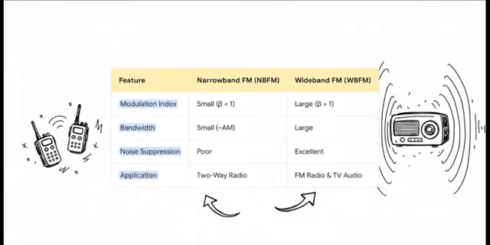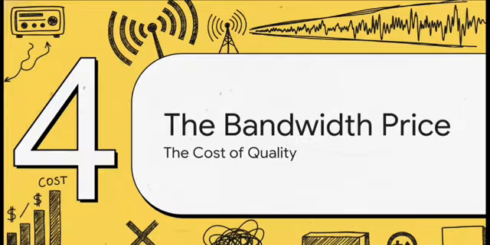So here's how that control knob works in the real world. When that modulation index is small, you get what's called narrowband FM. Now, it doesn't offer much protection against noise, but it's really efficient, which makes it perfect for things like walkie-talkies. But when you crank that index way up, you get wideband FM, and this is the magic bullet. This is what provides that excellent noise suppression, and it's exactly why we use it for high-fidelity music on the radio.